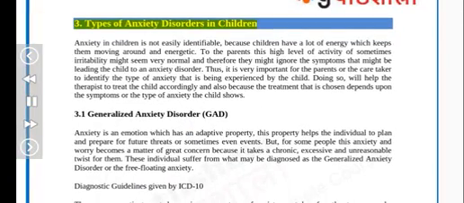3. Types of anxiety disorders in children. Anxiety in children is not easily identifiable, because children have a lot of energy which keeps them moving around and energetic. To the parents, this high level of activity or sometimes irritability might seem very normal, and therefore they might ignore the symptoms that might be leading the child to an anxiety disorder.